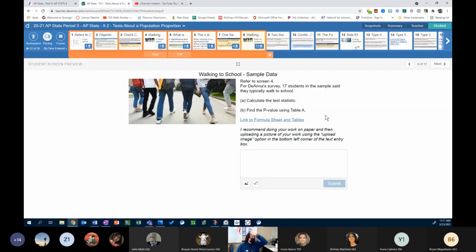I'm going to start with 5 minutes on here. I do recommend one way to do this that might be a little easier is just write your work down by hand, take a picture, upload it here to Desmos. If that doesn't work, you're more than welcome just to type in your responses into the text entry window.